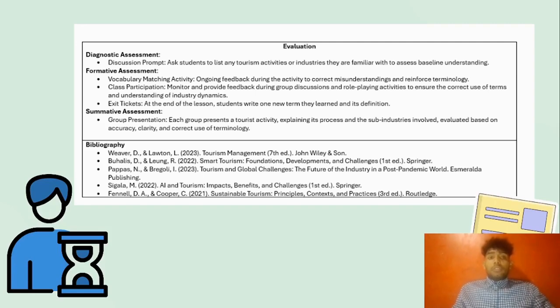For the evaluations, we have diagnostic assessment, formative assessment, and summative assessment. For the summative assessment, we will have a group presentation. Each group presents a tourism activity explaining its process and the sub-industry involved, evaluated based on accuracy, clarity, and correct use of terminology in real life. And finally, we will have our bibliography.